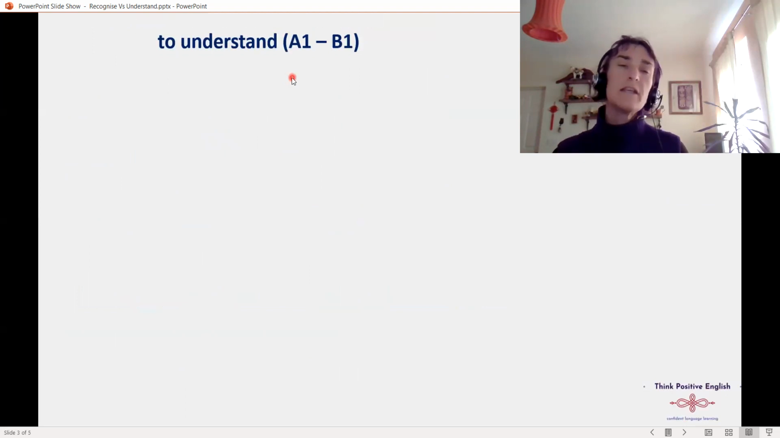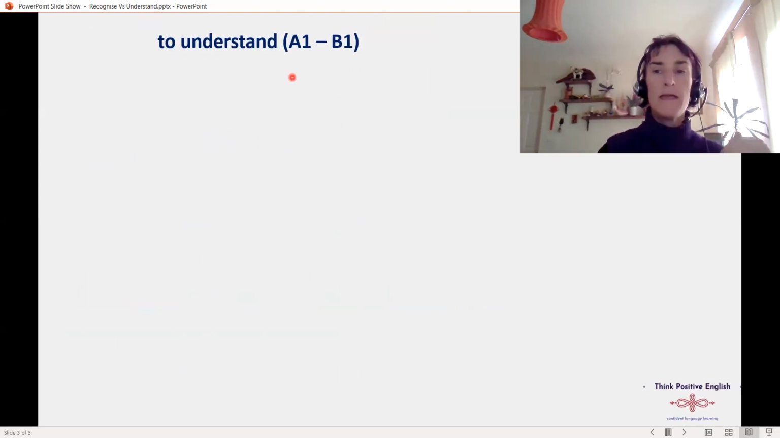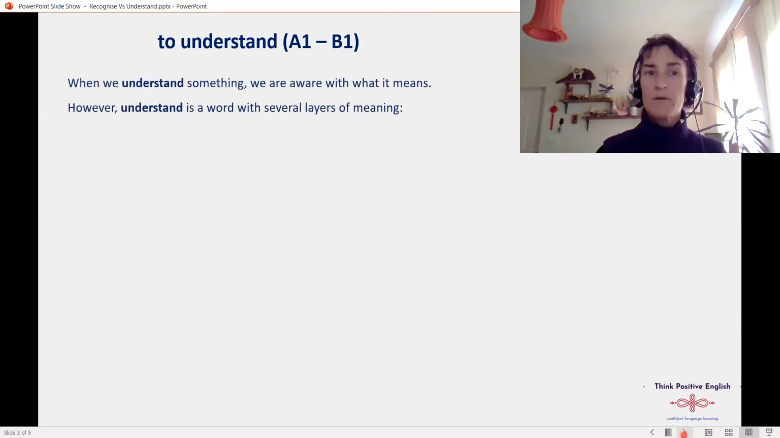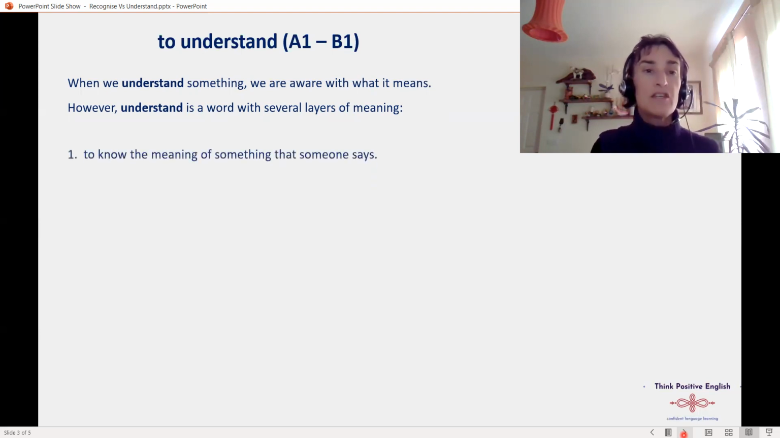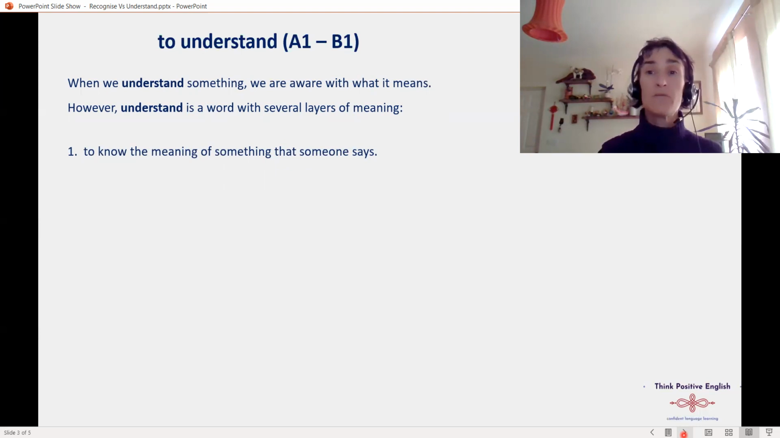So I'm going to give you three definitions here for understand, going from A1 to B1. First one, when we understand something, basically we are aware of what it means. And our A1 definition is really just to know the meaning of what someone says. And as language learners, we all know this. I don't understand these native speakers. They talk too fast. I don't understand native speakers because we're not really aware of what they're talking about.